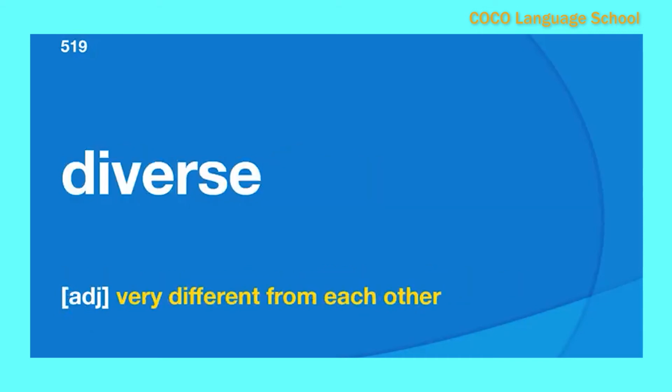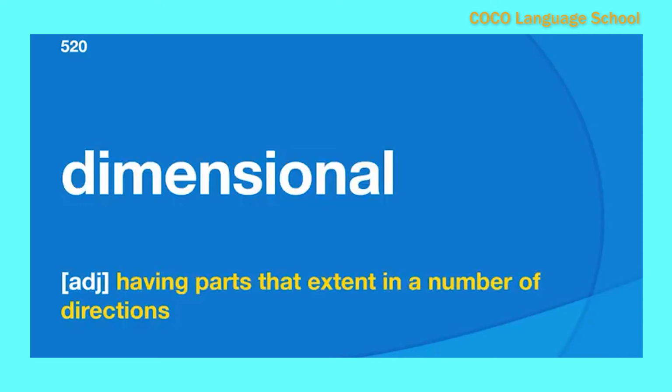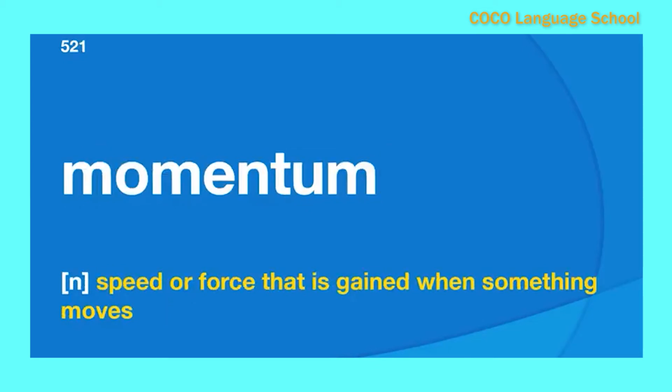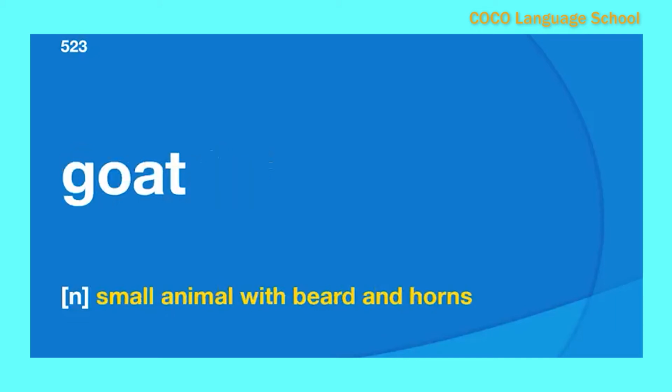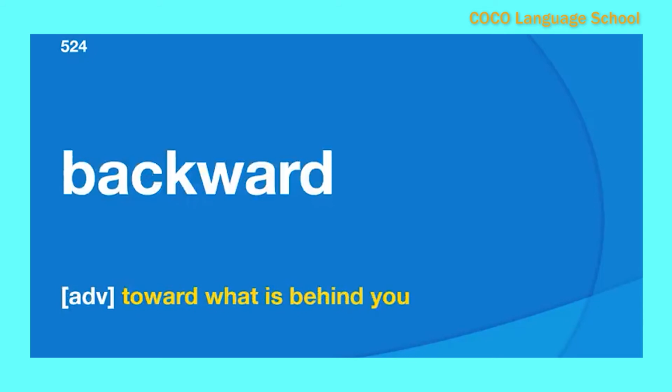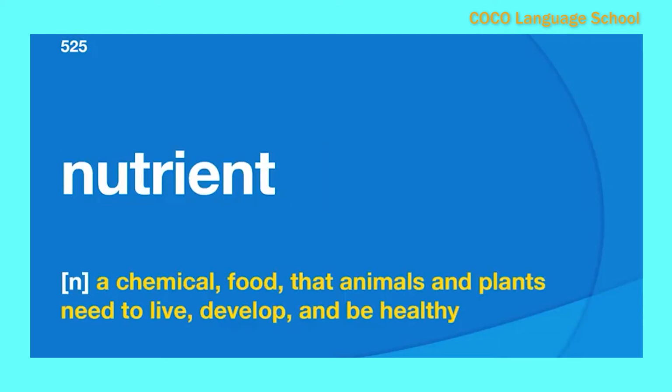Very different from each other. Diverse. Having parts that extend in a number of directions. Dimensional. Speed or force that is gained when something moves. Momentum. A person who forms new ideas. Theorist. Small animal with beard and horns. Goat. Toward what is behind you. Backward. A chemical, food, that animals and plants need to live, develop, and be healthy. Nutrient.